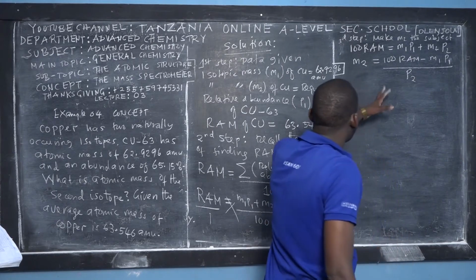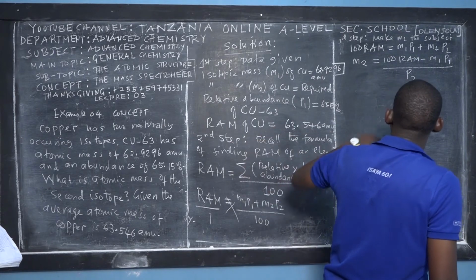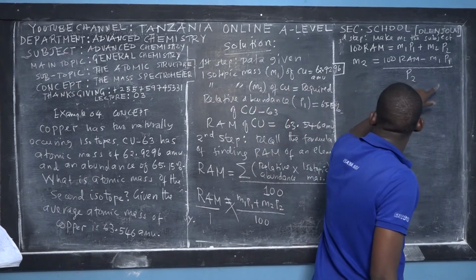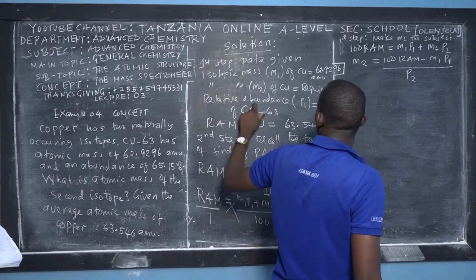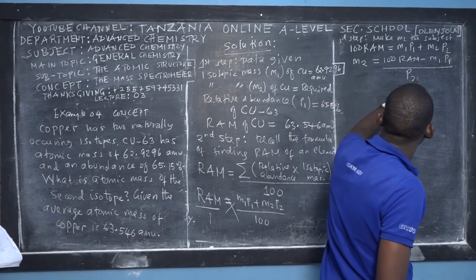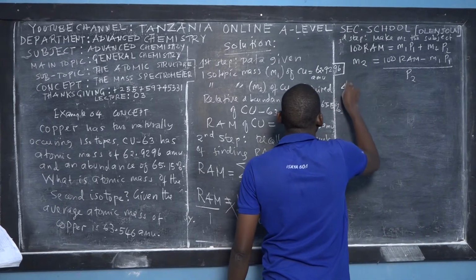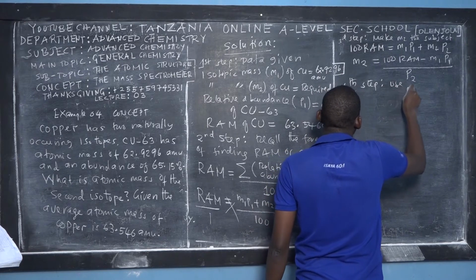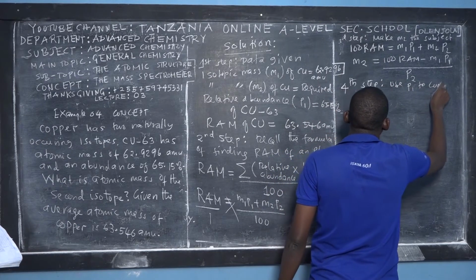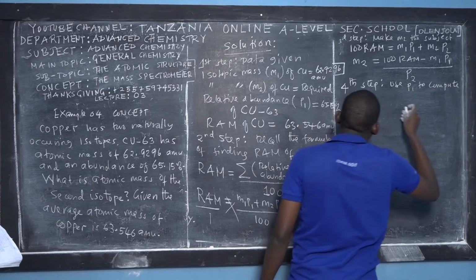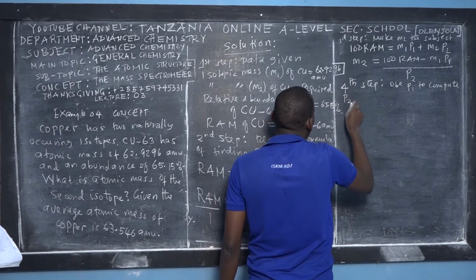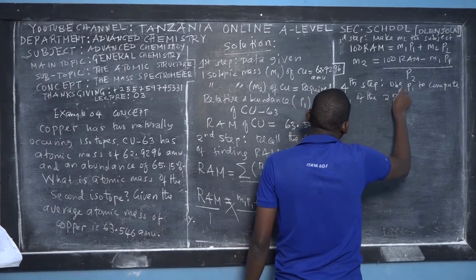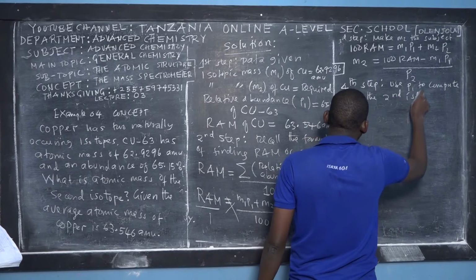The relative atomic mass will be given, we know it. The isotopic mass of the first isotope, we know. The relative abundance of the first isotope, we know. What we don't know is this one. So the fourth step: let us use P1 to compute P2, the relative abundance of the second isotope.